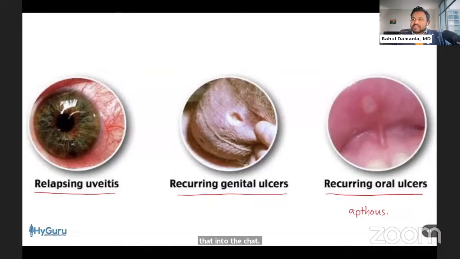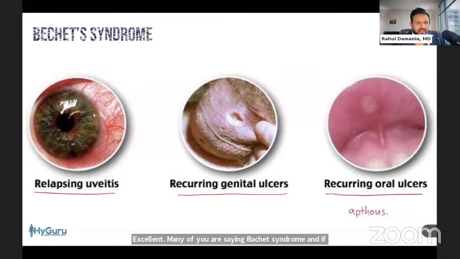Excellent. Many of you are saying Behçet syndrome. And if you're saying Behçet, you're absolutely correct. This is going to be a patient who is going to have anterior uveitis. They're going to have recurring genital ulcers that can scar, and they also are going to have aphthous ulcers.